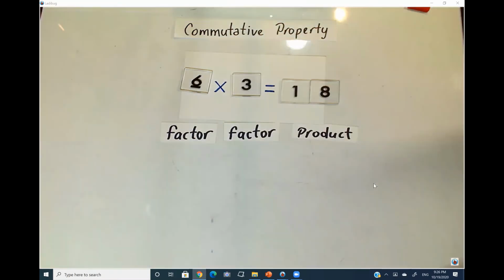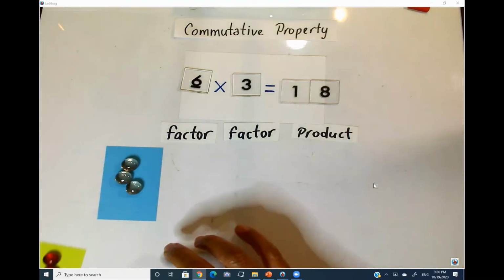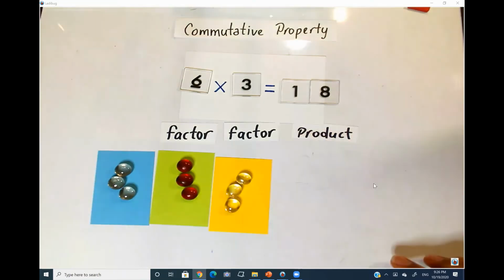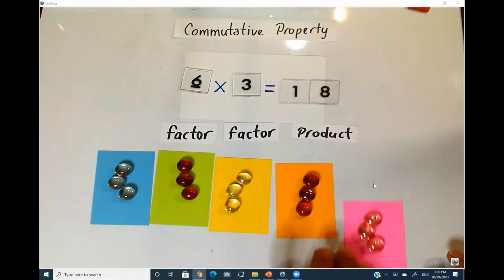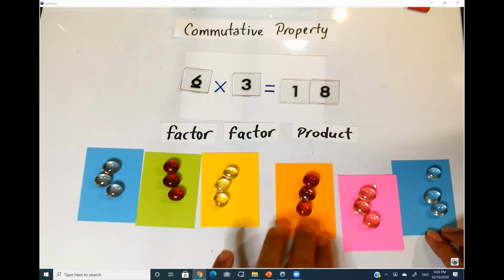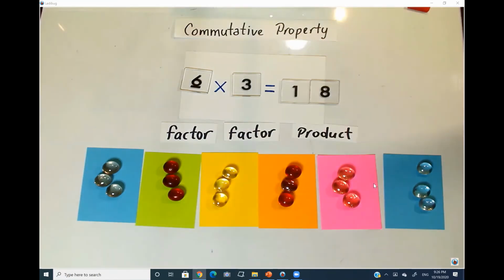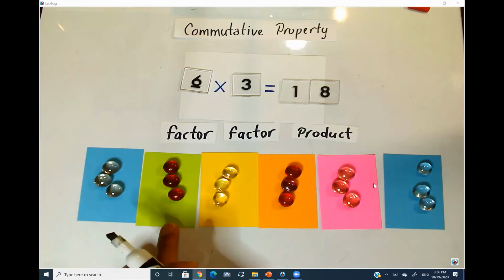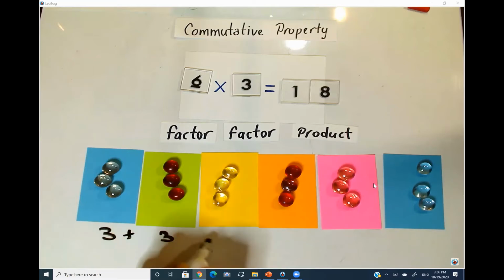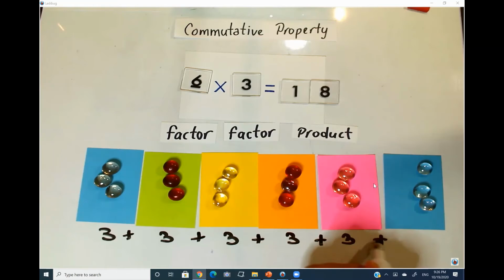So let's see it here. This is group number 1, group number 2, group number 3, group number 4, group number 5, and group number 6. So I have now 6 groups, and each group has 3 objects. So when I check and I do skip counting or repeated addition, I'm going to do 3 plus 3 plus 3 plus 3 plus 3 and plus 3.